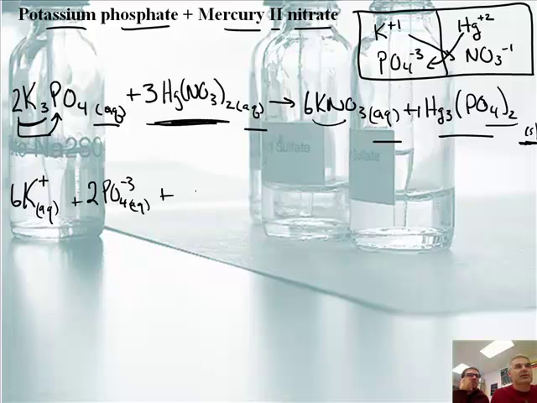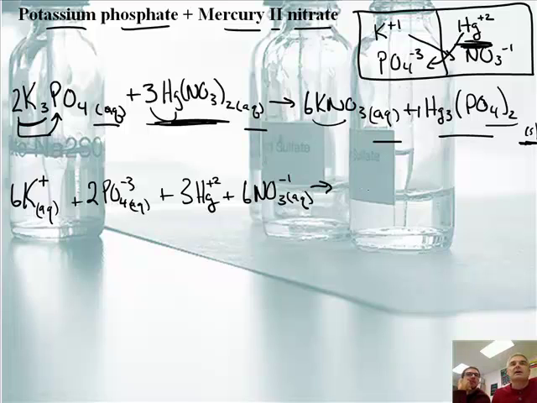Plus, I'm going to break this up. I see the 3 in front, so that's going to multiply everything by 3. So 3 Hg, now I have to write the charge, plus 2. Plus 2 times 3 is 6 nitrates. The 3 in the front and the 2 at the end apply to the nitrate. So we've got the reactants done. Let's do the products.